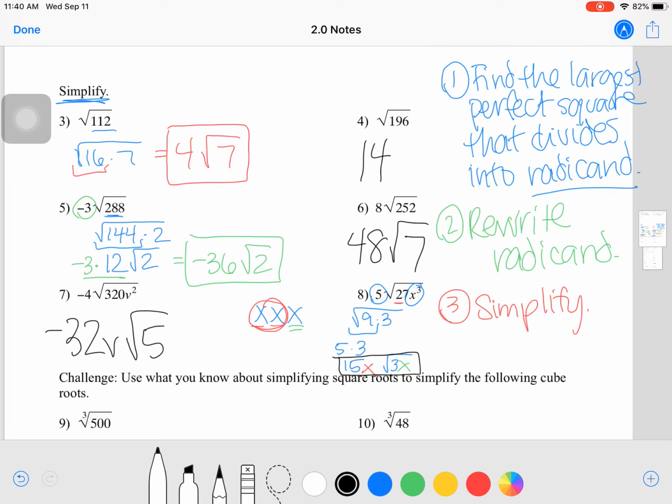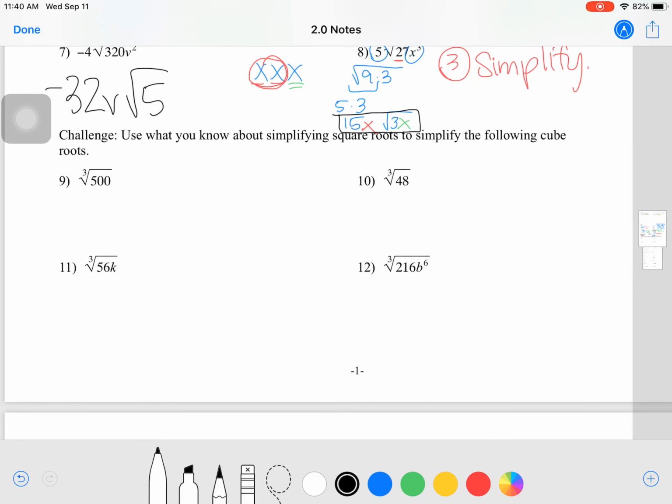Okay, for the rest, I'm just going to give you some directions. On 9 through 12, these are challenge problems that we do want you to try. They will be super important in this chapter. We cover it on day 2 of the unit. But I want you to think about, since we know how to simplify square roots, cube roots will follow the same pattern. So think about how you would do 9 through 12.